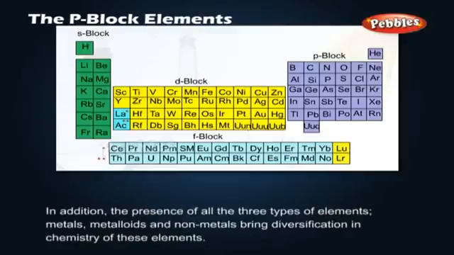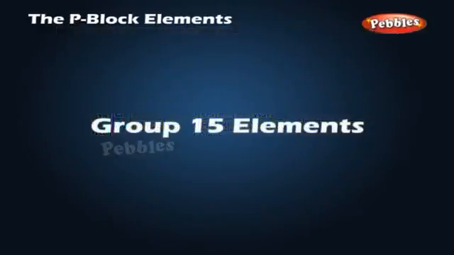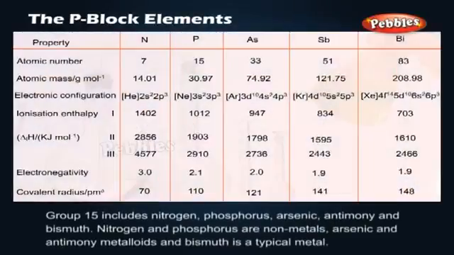In addition, the presence of all the three types of elements, metals, metalloids, and non-metals, brings diversification in the chemistry of these elements. Group 15 elements. Group 15 includes nitrogen, phosphorus, arsenic, antimony, and bismuth. Nitrogen and phosphorus are non-metals, arsenic and antimony are metalloids, and bismuth is a typical metal.